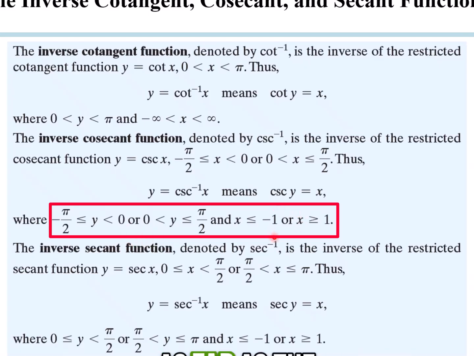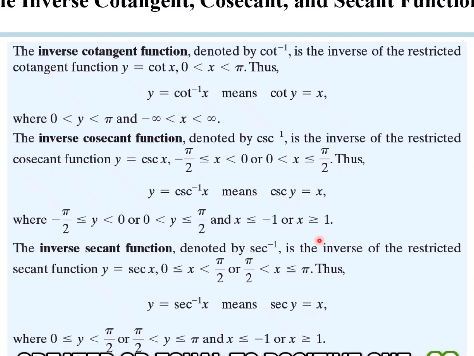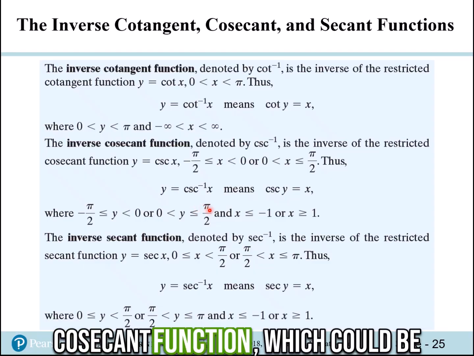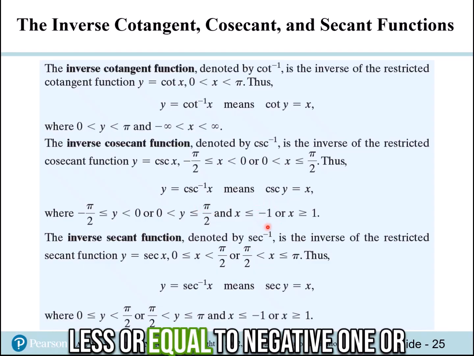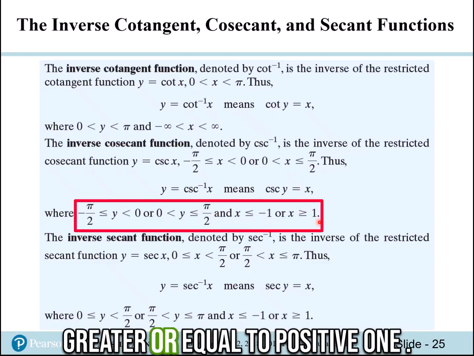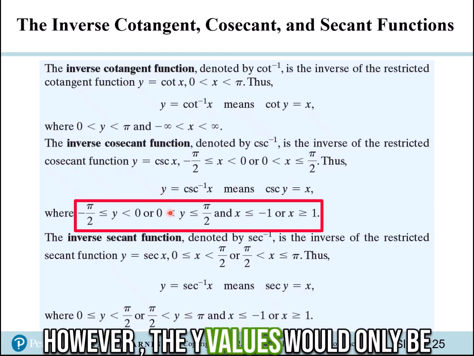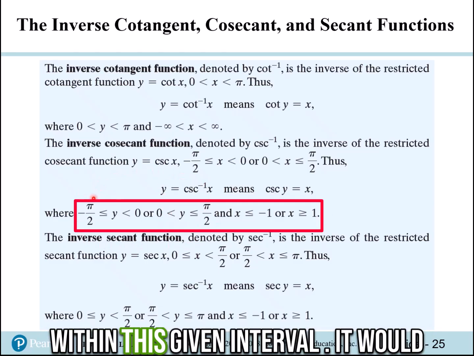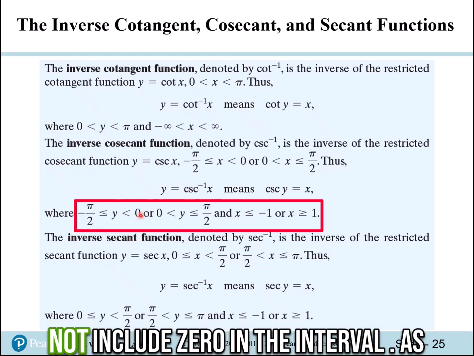As far as the x values are concerned, it's x less than or equal to -1, or x greater than or equal to +1. So what this means is we can input values of the ratios into the inverse cosecant function, which could be less than or equal to -1 or greater than or equal to +1. However, the y values would only be within this given interval. It would not include 0 in the interval.